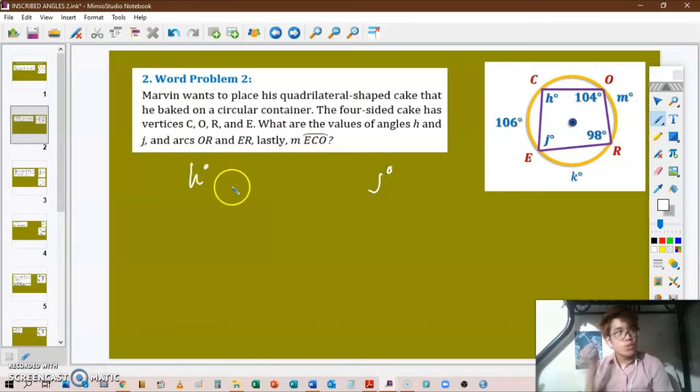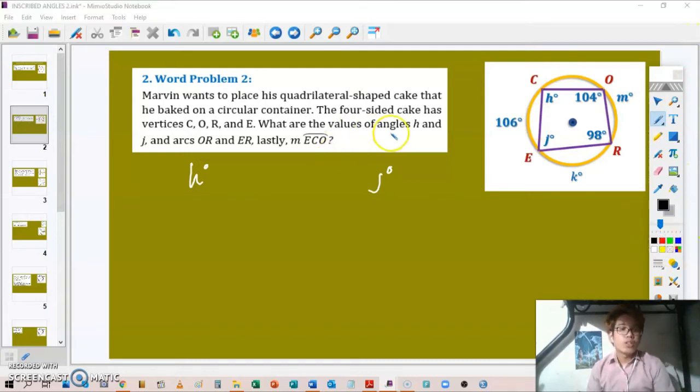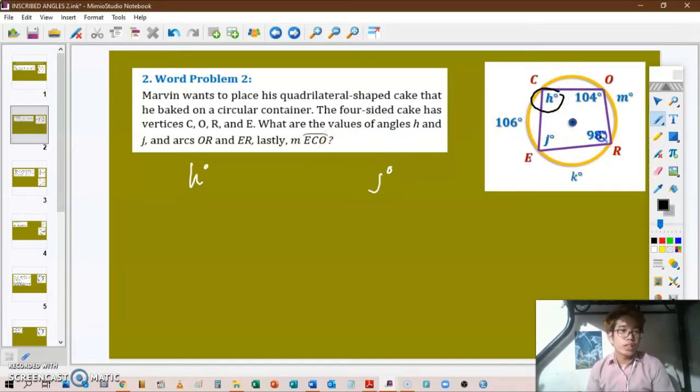To do that, we use the second corollary regarding the chords of an inscribed angle, the inscribed angle theorem for a quadrilateral that's been inscribed in a circle. So what does the corollary say? It says that the opposite angles, these angles right here, H and 98 degrees, are supplementary. That means their measurements add up to 180 degrees.